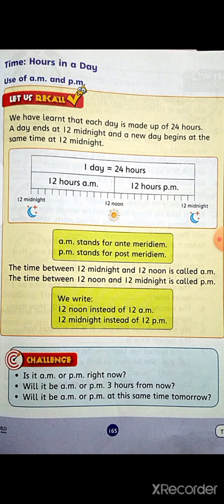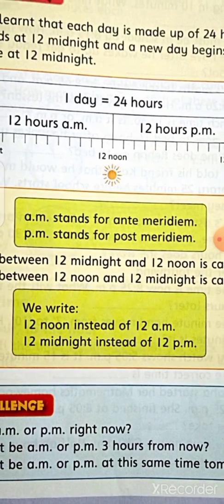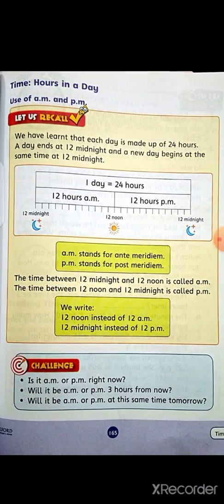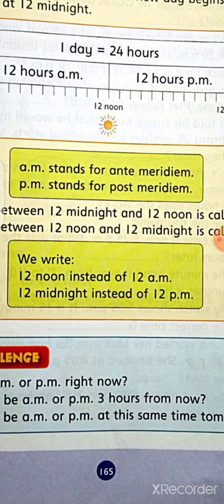As you know, AM stands for anti-meridian and PM stands for post-meridian. The time between 12 midnight and 12 noon is called AM. The time between 12 noon and 12 midnight is called PM. 12 noon we write as 12 PM, small p dot small m. 12 midnight we write 12 AM, small a dot small m.